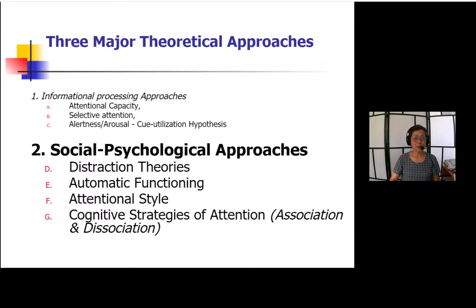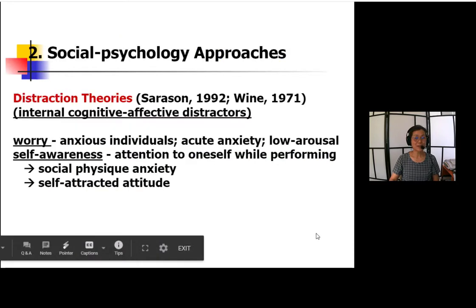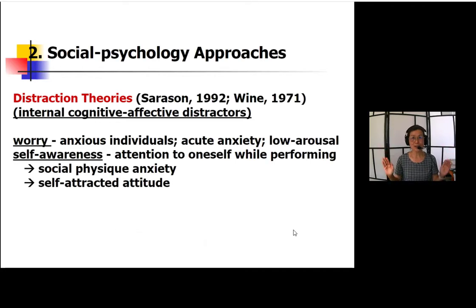Second approach under attention and performance theoretical approaches is social psychological approaches. Under these approaches, there are three theories and one cognitive strategy. First theory is distraction theories, second automatic functioning theory, and attentional style theory, then cognitive strategy. So first, distraction theory. Distraction theory is not about external distractors. Remember this.